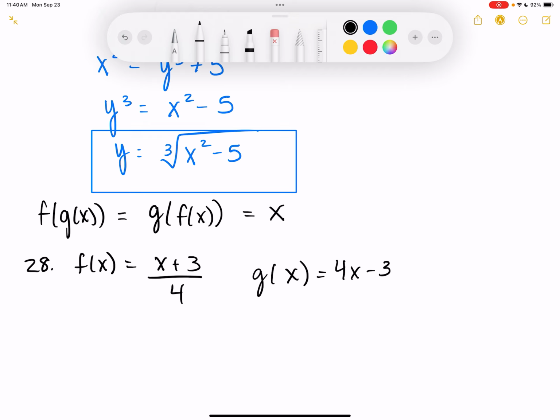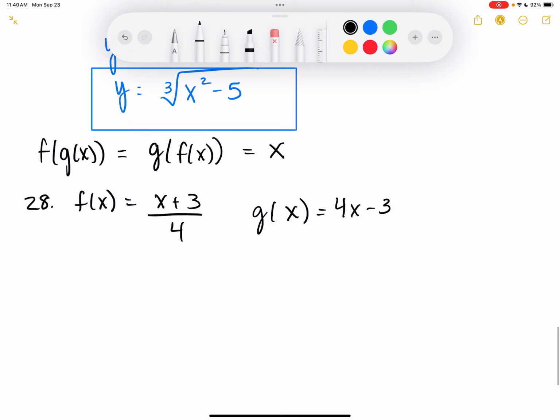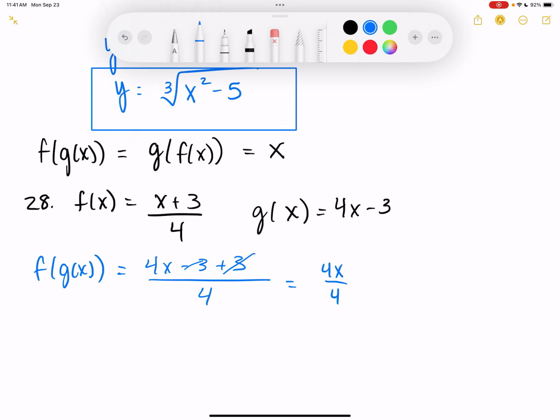So when I have this here, I take whatever g of x is, so the 4x minus 3, and I'm going to plug it in for x in f of x. So the first one I'm going to do is f of g of x. So I've got 4x minus 3, and then plus 3 over 4. Negative 3 and positive 3 go away, so I'm left with 4x over 4, which reduces to x. So that direction works.